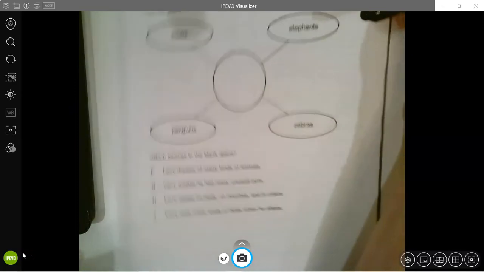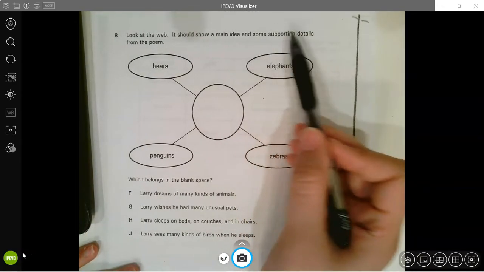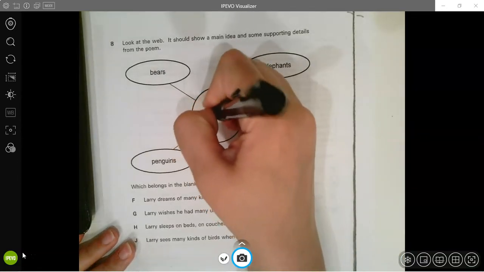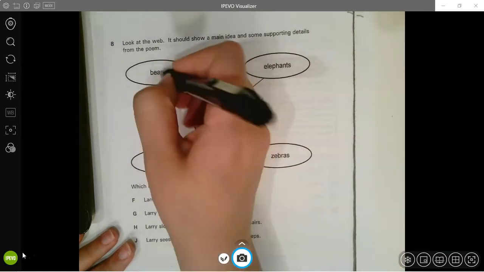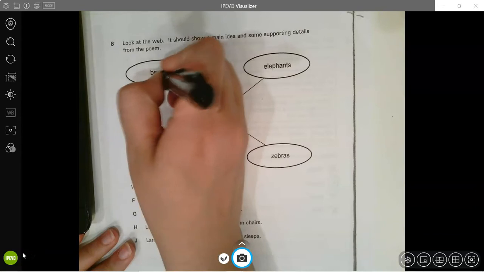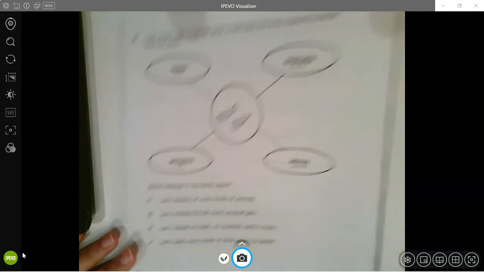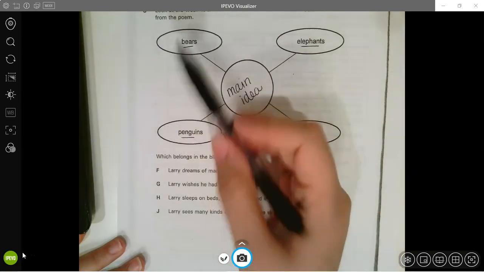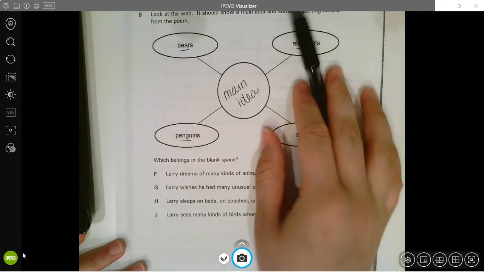Okay, so you're going to answer number 8. It says, look at the web. It should show a main idea and supporting details. So this would be my main idea. What is my main idea? These are some of my supporting details. Bears, elephants, zebras, penguins. So what belongs in the space? What is my main idea? If these are my supporting details, just by reading those, what would my main idea be? I want you to answer that question for me.